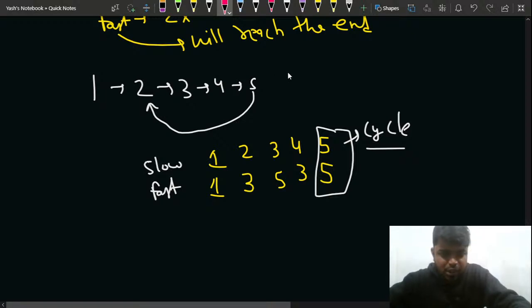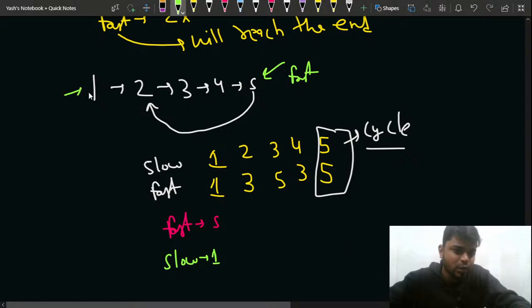No, it's not. So what I would be doing is I would say that okay, my fast is pointing to 5 currently, and let's mark my slow to the starting. So fast will point here, and my slow would be here, right? So I'll move both of them by 1.